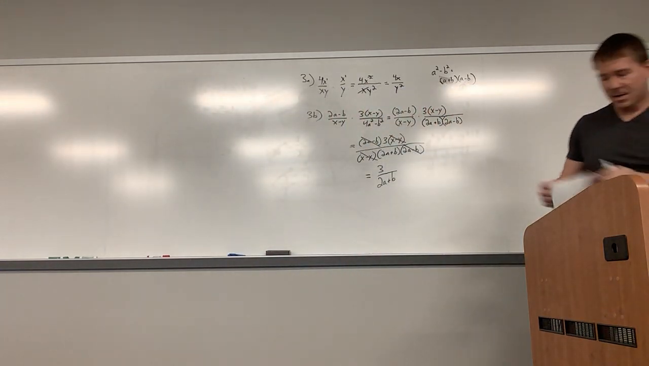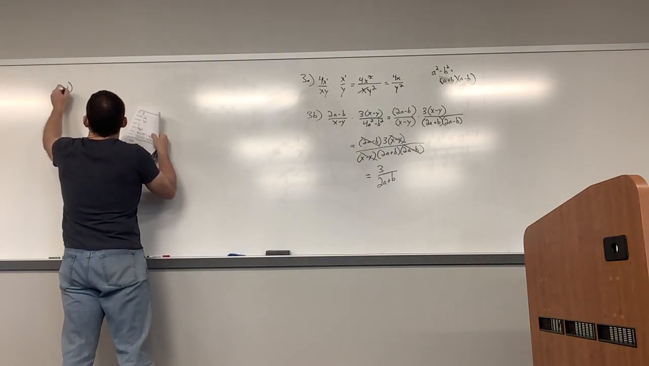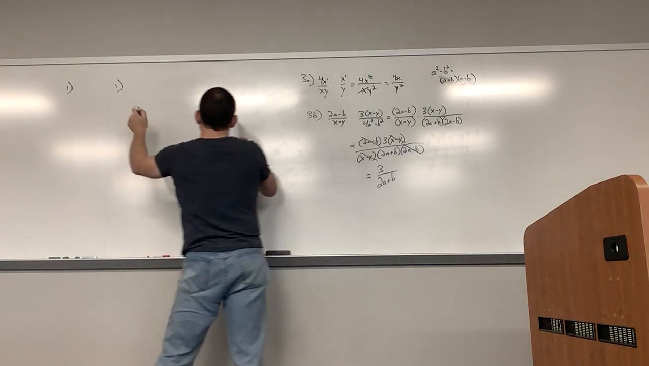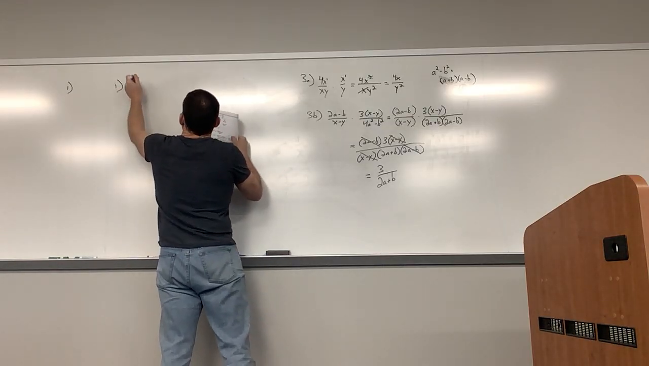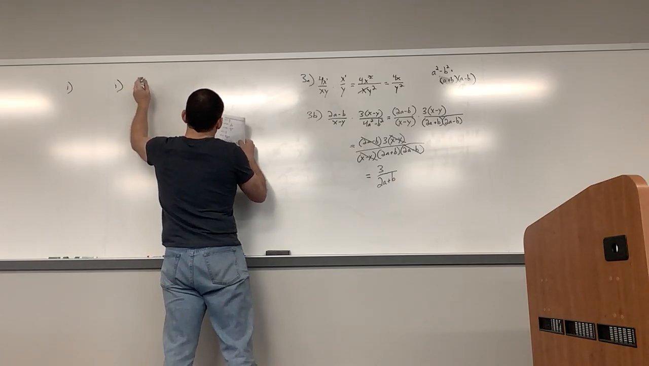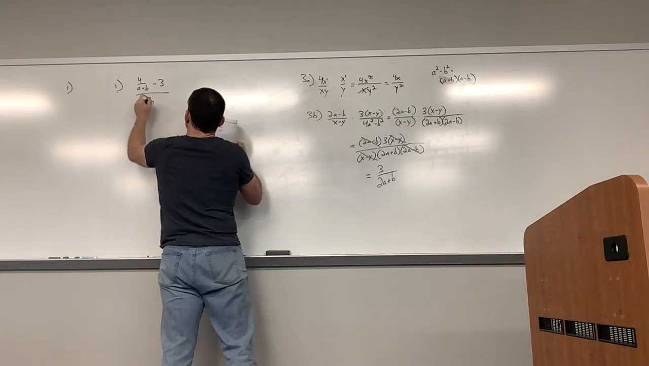Let's see. Oh, just to do one of the more complex ones, right at the bottom, number I. No, that's outside the board. Yeah, it is. So I, right here, we have 4 over a plus b minus 3 over b.